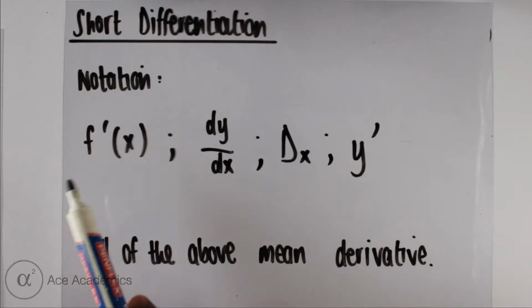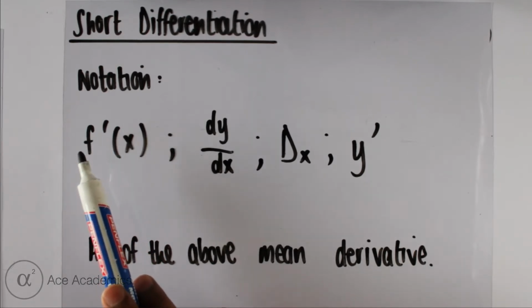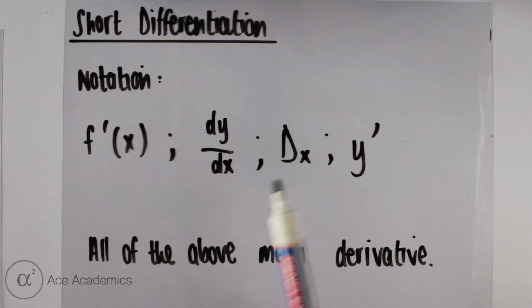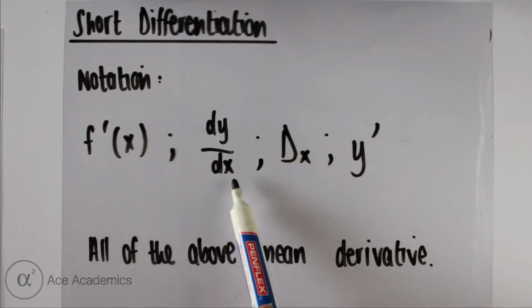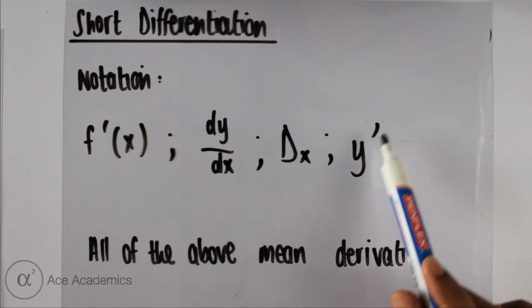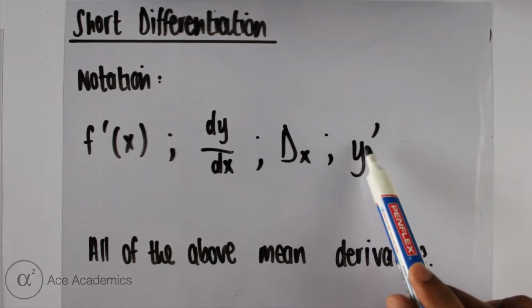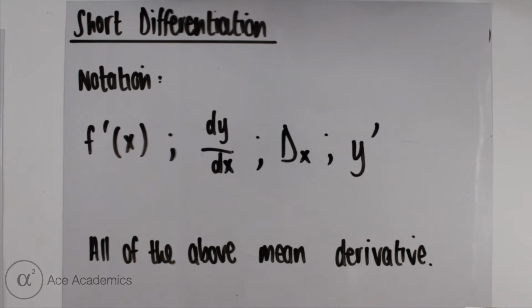In the previous video, we used the notation f prime of x, which means the derivative of f of x. These are alternate notations that are also used. This notation means the derivative of y with respect to x. This means the derivative with respect to x, and this notation means the derivative of the equation y is equal to. Basically, all of the above notation means derivative. Now, in order to perform short differentiation, there are some rules that we need to follow.